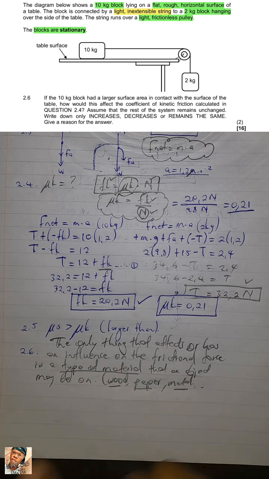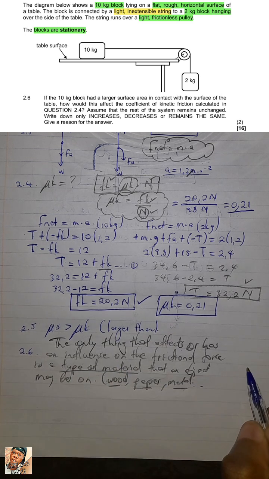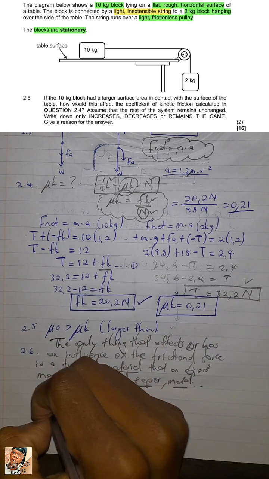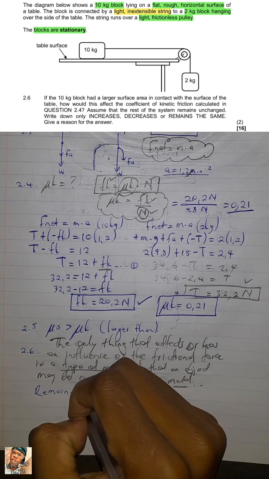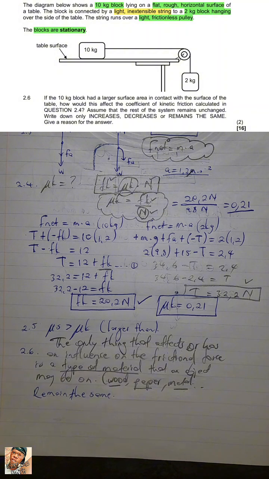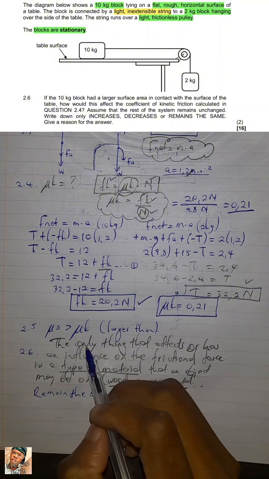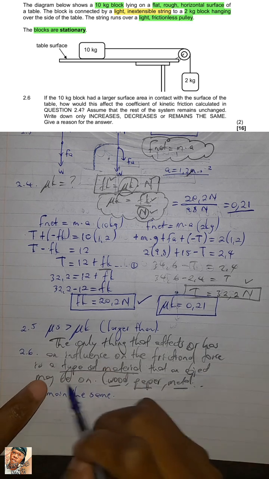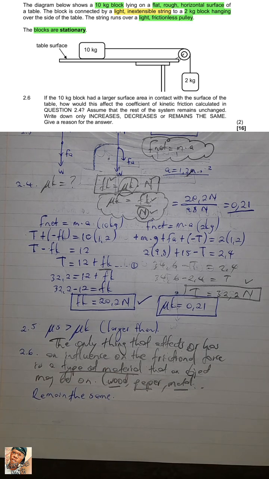And the answer is the one that I've written here. Okay, so I've already written the answer. I just have to write remain the same. So the answer is remain the same, and this is the reason. The reason is the only thing that affects or has an influence on the frictional force is a type of material that an object may be on, not the surface area.